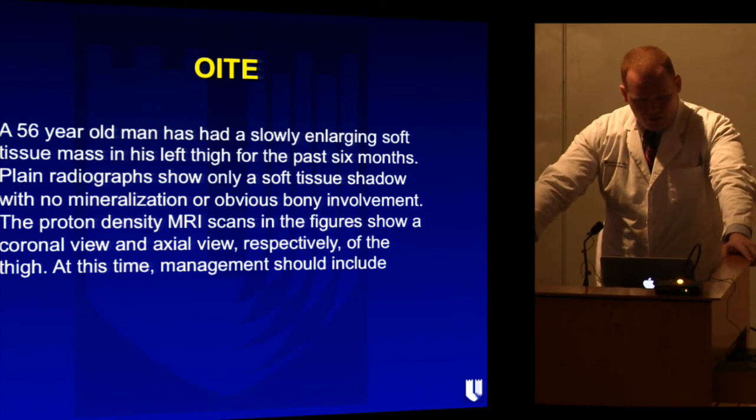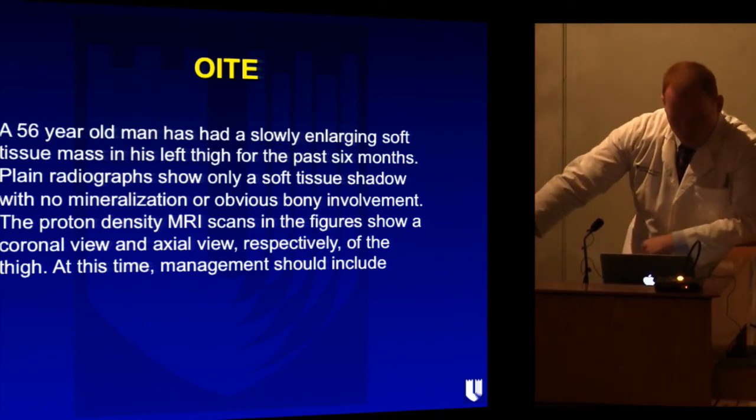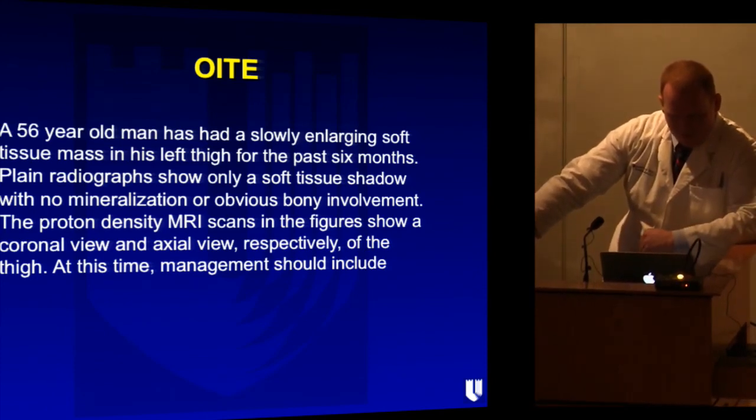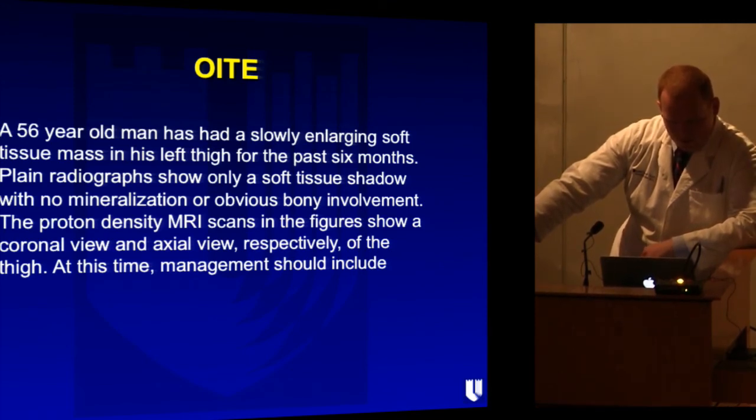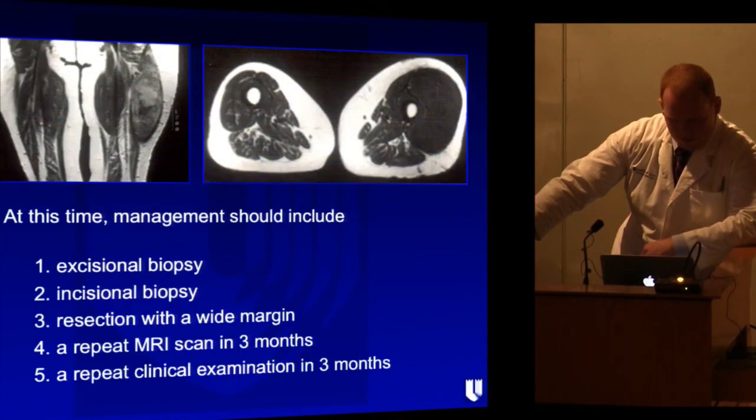Quick OITE question here. A 56-year-old man has had a slowly enlarging soft tissue mass in his left thigh for the past 6 months. Plain radiographs show only a soft tissue shadow with no mineralization or obvious bony involvement. Proton density MRI in the figures shows a coronal view and an axial view, respectively, of the thigh. At this time, management should include incisional biopsy.